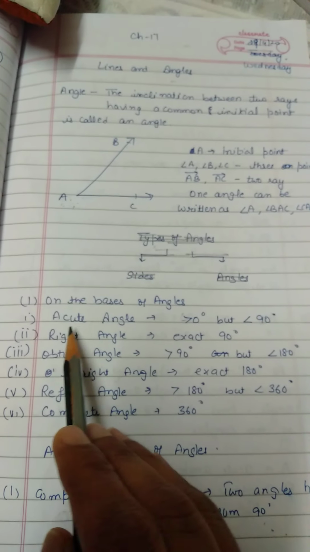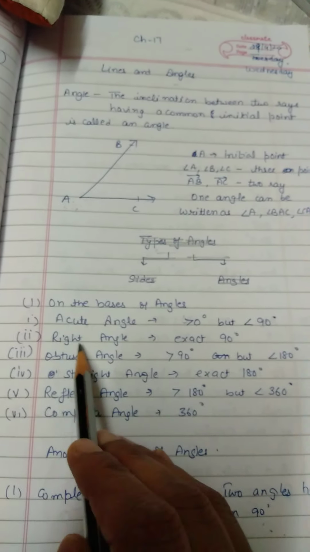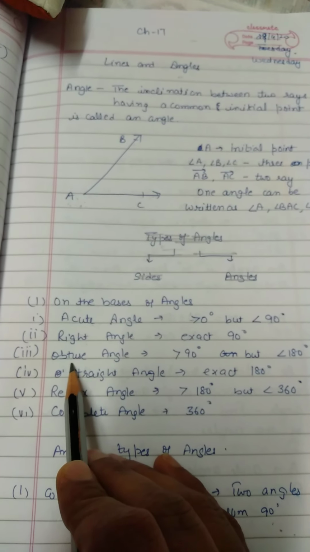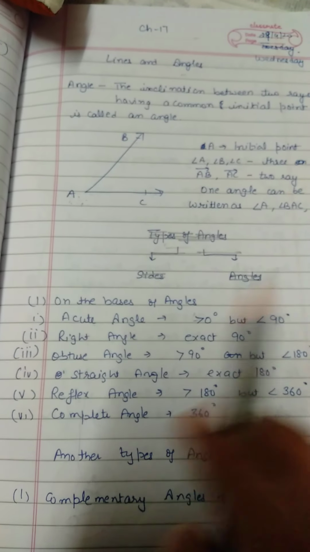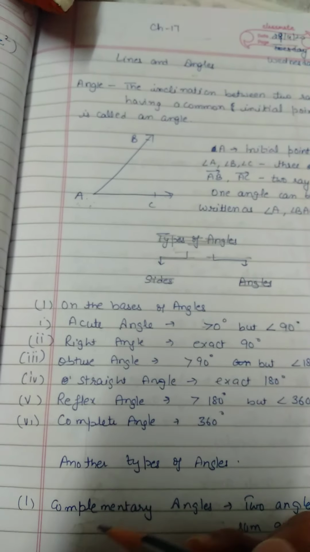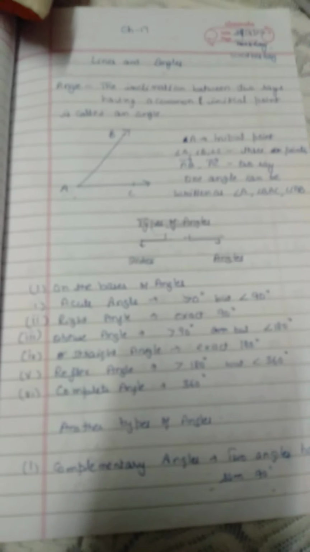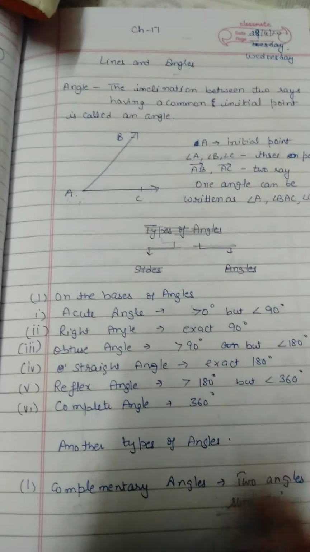On the basis of size, we have acute angle, that is less than 90; right angle, it means exactly 90; obtuse means greater than 90; straight means 180 degree; reflex means more than 180; complete means 360 degree angle; and the 0 degree angle means 0.